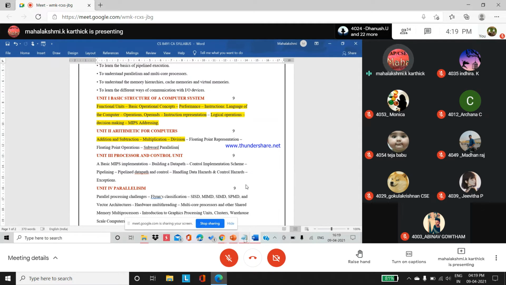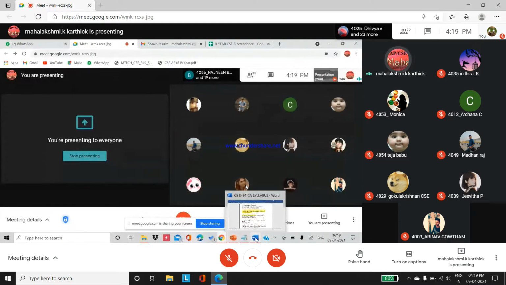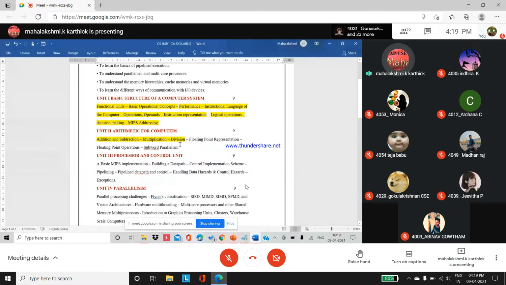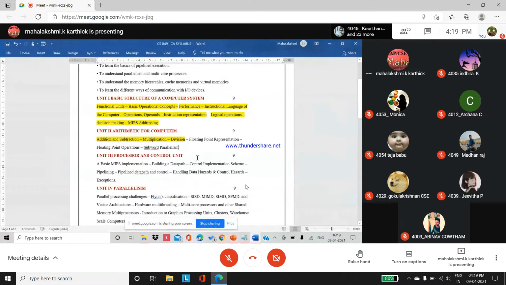Anybody can reply to the question? Why are we learning these concepts under this unit? Unit 2, arithmetic for computers. What is the purpose of learning this unit topics? Just reply. Why we are learning computer architectures? Computer architecture subject. It's a software related subject or a hardware related subject? Please reply. Whatever you know, just reply. Don't be idle. Reply, students.